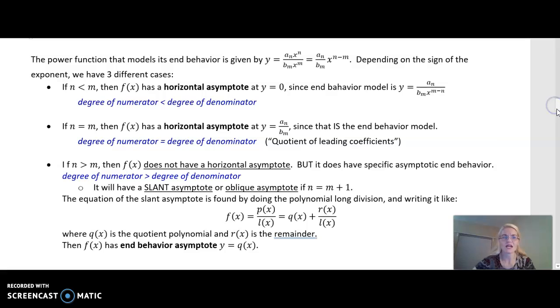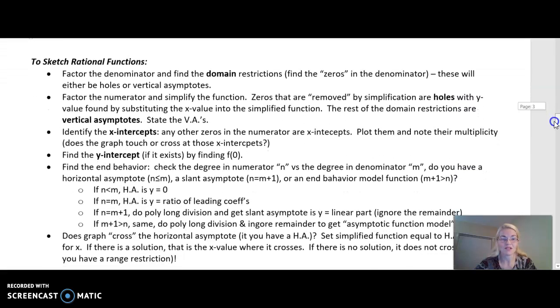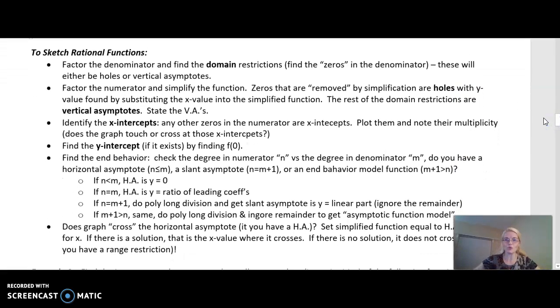And so again, here's kind of an outline of what's happening, depending on the degree of your numerator and your denominator. Again, you can always think about a power function that models by just taking the leading term over the leading term, but we're going to want to be a little bit more specific than just this. So we're going to be doing some long polynomial division in a little bit. And the quotient, ignoring the remainder, this quotient part is the end behavior asymptote or asymptotic behavior. So again, let's jump straight into the examples to make sense of this. So this is Dr. Corder's How to Sketch a Rational Function. This is how I sketch all my rational functions.